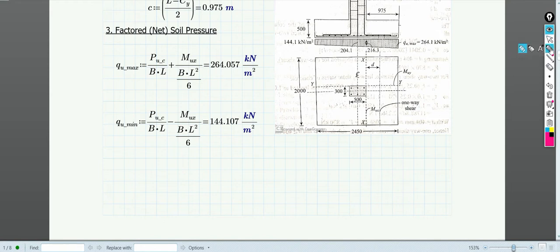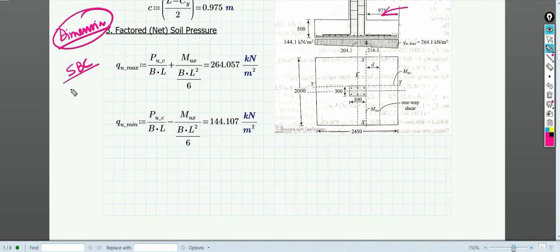So in the previous class we have discussed how to find out the dimension of a footing, as well as the cantilever portion. We also discussed how we consider the bearing capacity, and how we use the working load but not the design load. We do not use the design load, right? So all these things we have discussed in the previous class.